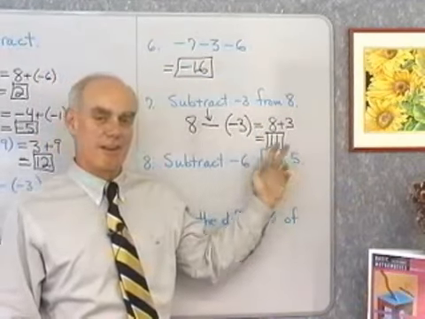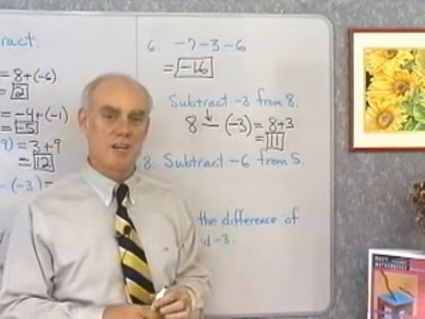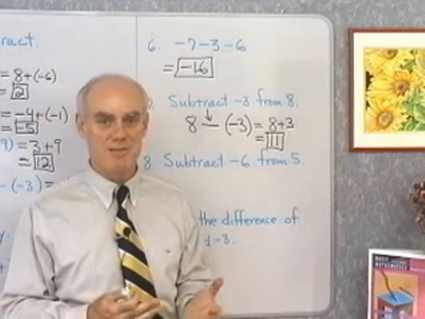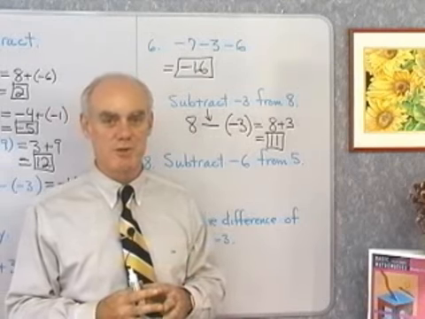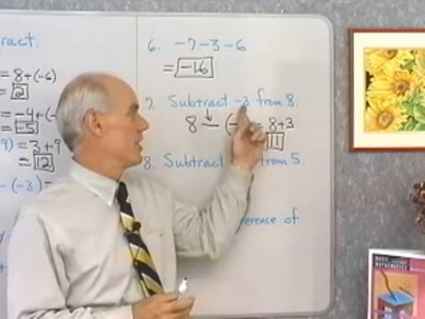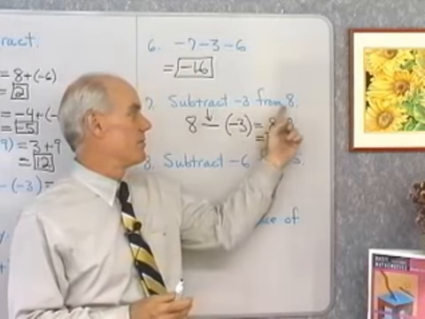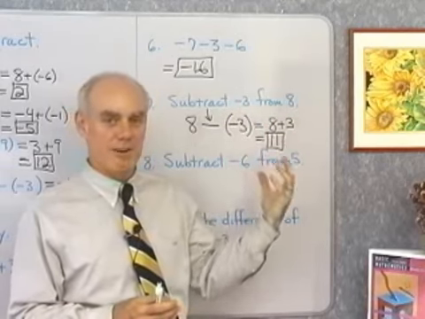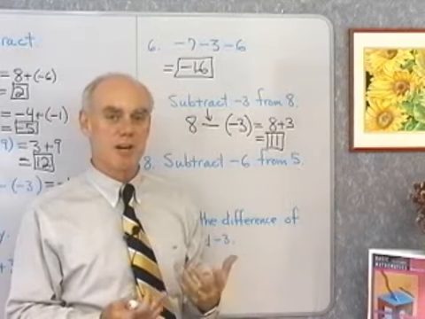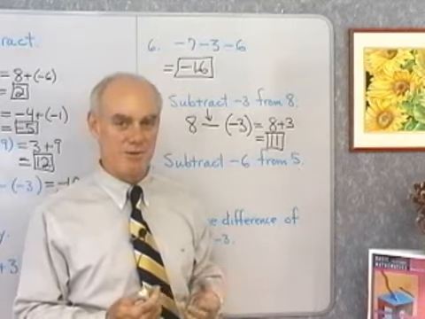The answer is 11. Now remember when we said at the beginning of this section that you have to be careful about trusting your intuition when it comes to arithmetic with positive and negative numbers? It's especially true with subtraction. Your intuition might tell you that subtracting negative 3 from 8 might give you 5 or negative 5, something like that. It doesn't. Subtracting negative 3 from 8 gives you exactly 11.